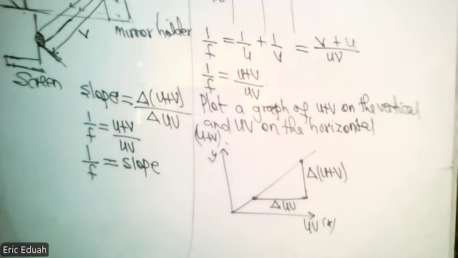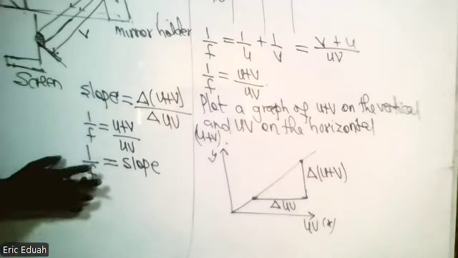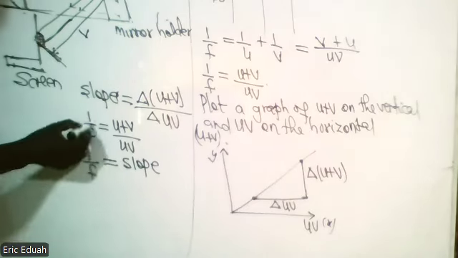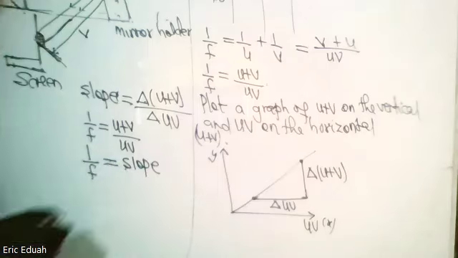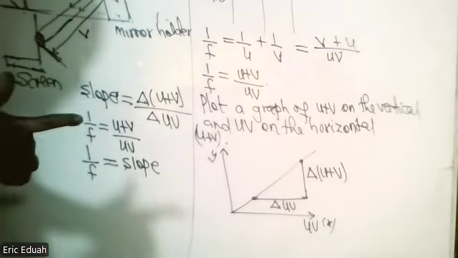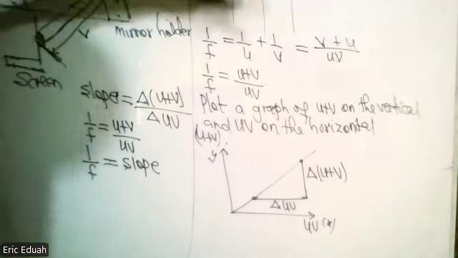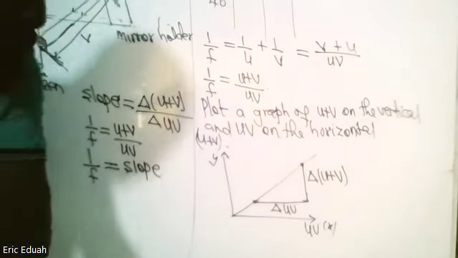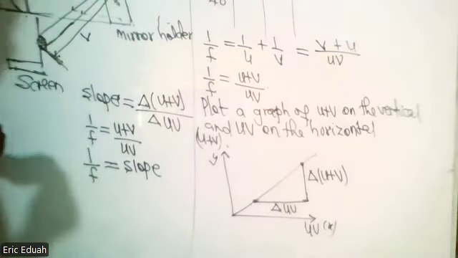Is that understood? Yes, please. So 1 over F is equal to the slope. Meaning that if you go through this process, when you manage to determine the slope, you can easily find F.